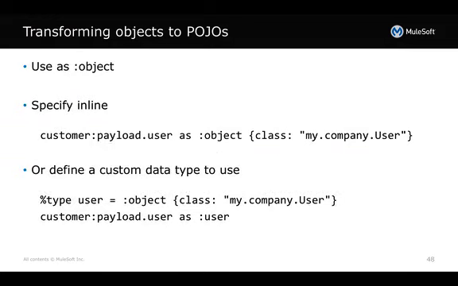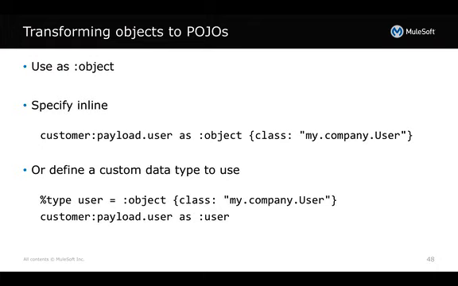Now, very commonly as well, you can also use as object. What this means is you could specify inline by saying the customer key has a value of payload.user as, and then coerce that to an object where you specify the class of that object after the fact. And assuming there are available setters for it to access, it should be able to instantiate that object and fill user with the data from payload.user.